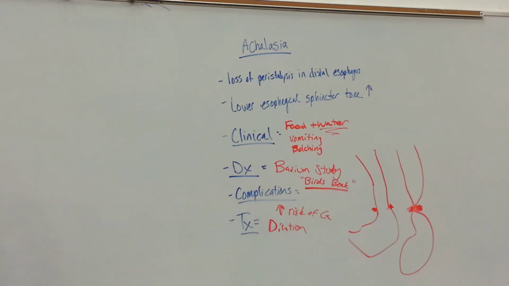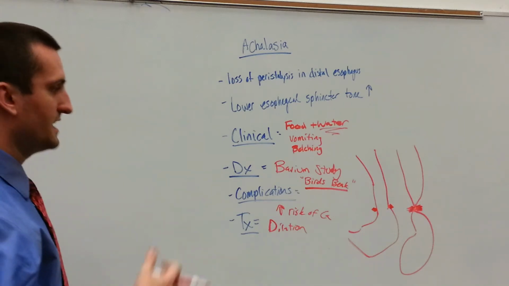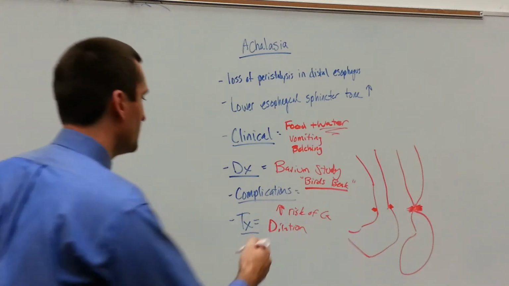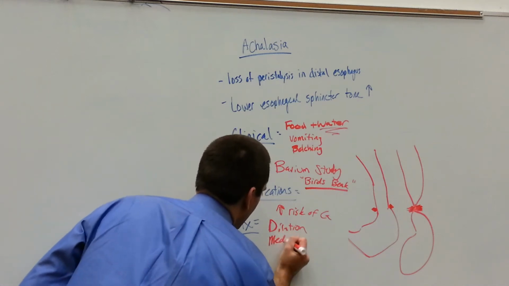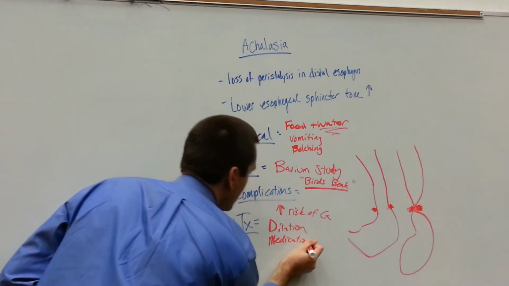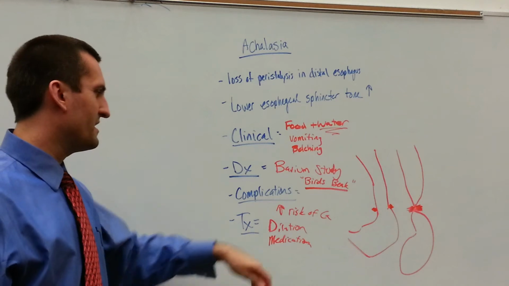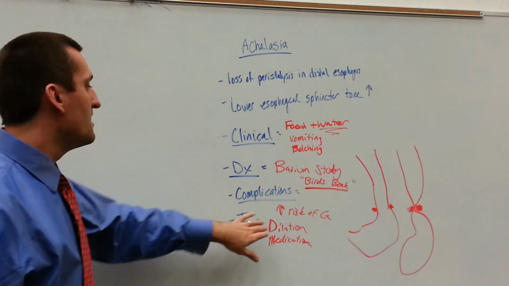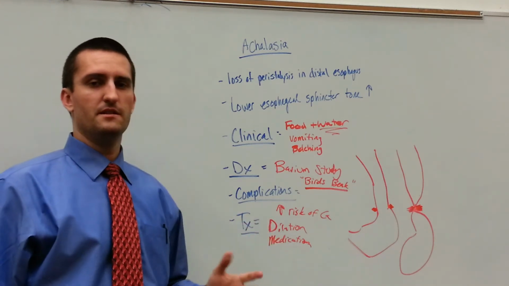Now, what also you can do is there are medications out there. There's calcium channel blockers, there's nitrates. Those can also be used. Not as high yield. The medications don't work as well. This mechanical dilation is going to be the number one option.